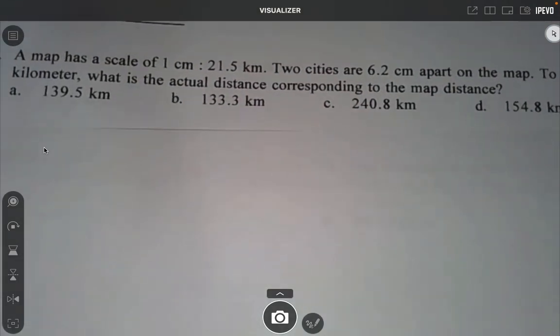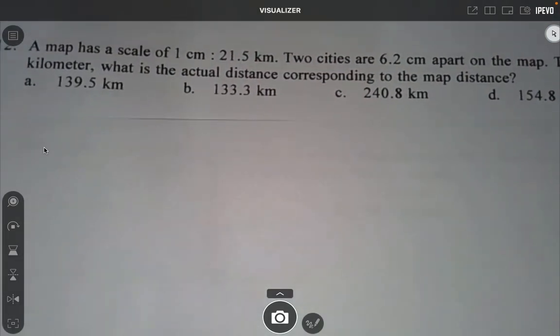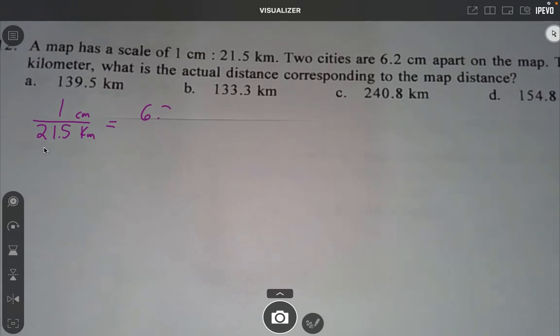I don't think this one's on there, but we'll go through it. Okay, the map has the scale. I'm just going to write it out. 1 centimeter and then 21.5 kilometers. Okay. Is everybody good with that? So this is the same thing. If the next thing they give me is centimeters, where does it go, in the top or the bottom? Well, centimeters is in the top. So I would put 6.2 over x. Okay? You just have to set them up the same way.